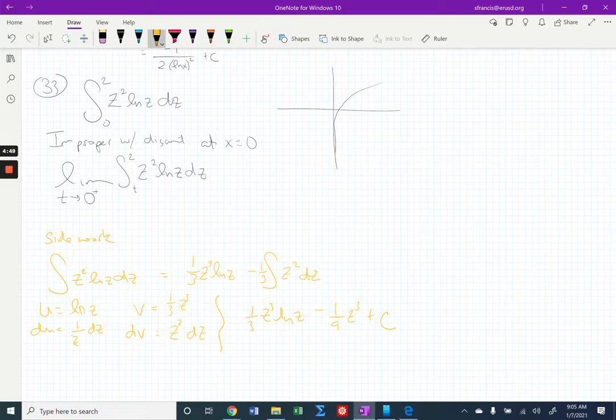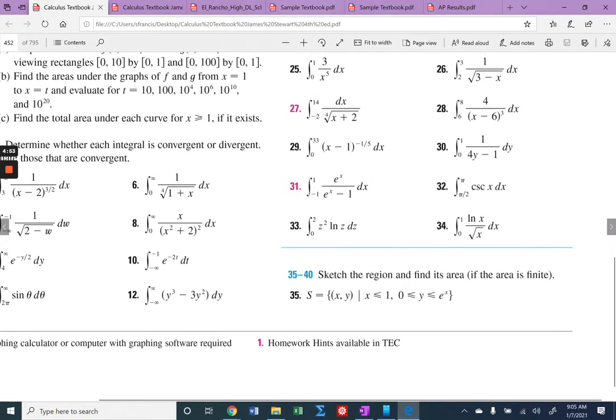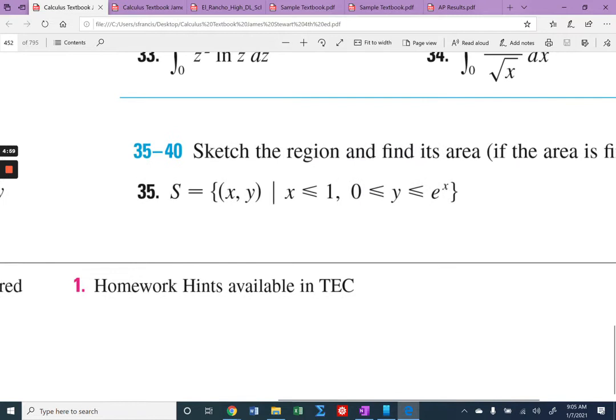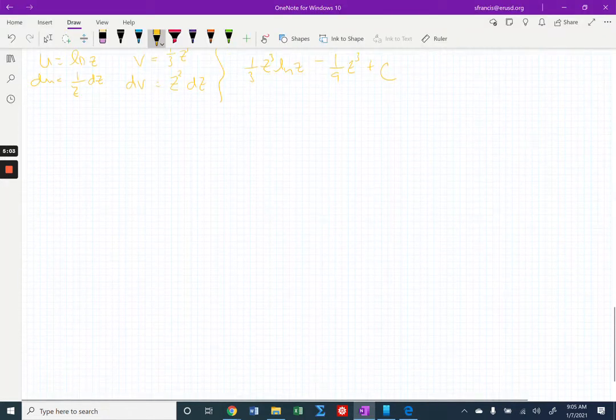35 is next. It says sketch the region and find its area if the area is finite. So this notation here is probably what's confusing most of you. It's called set builder notation.